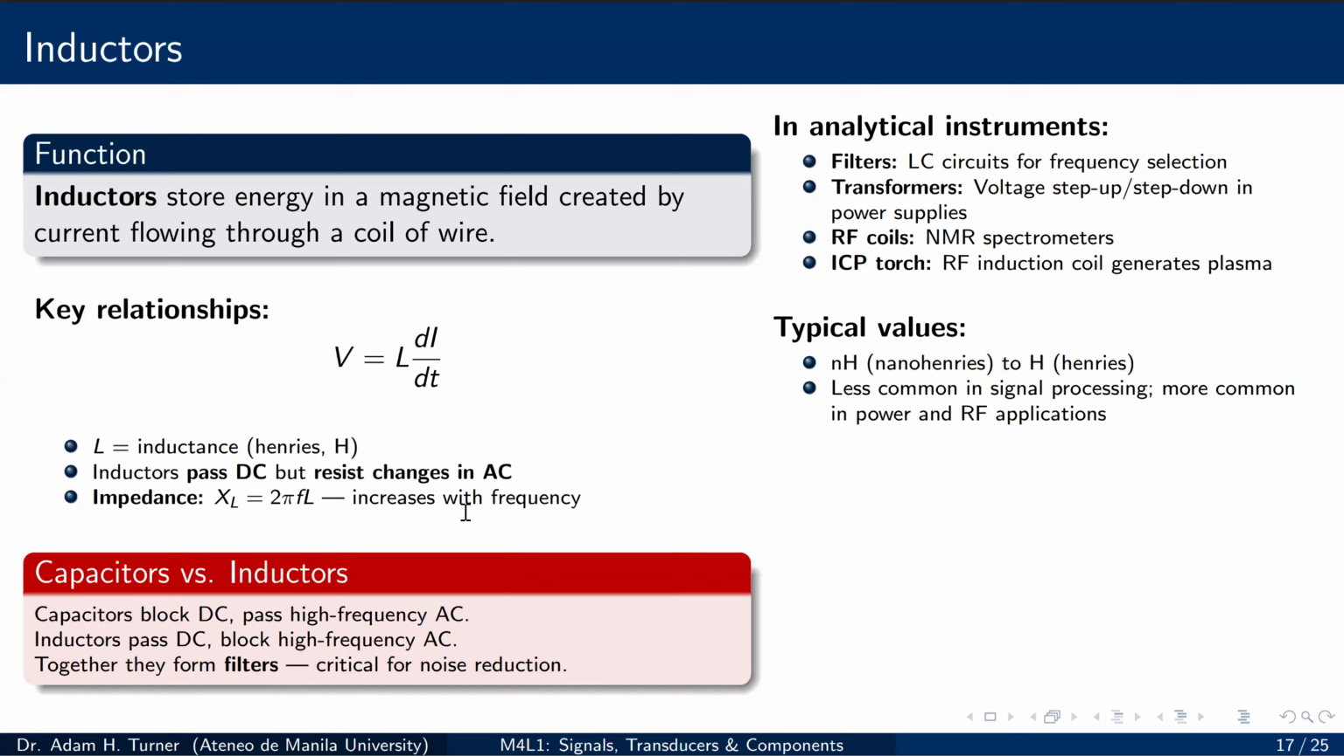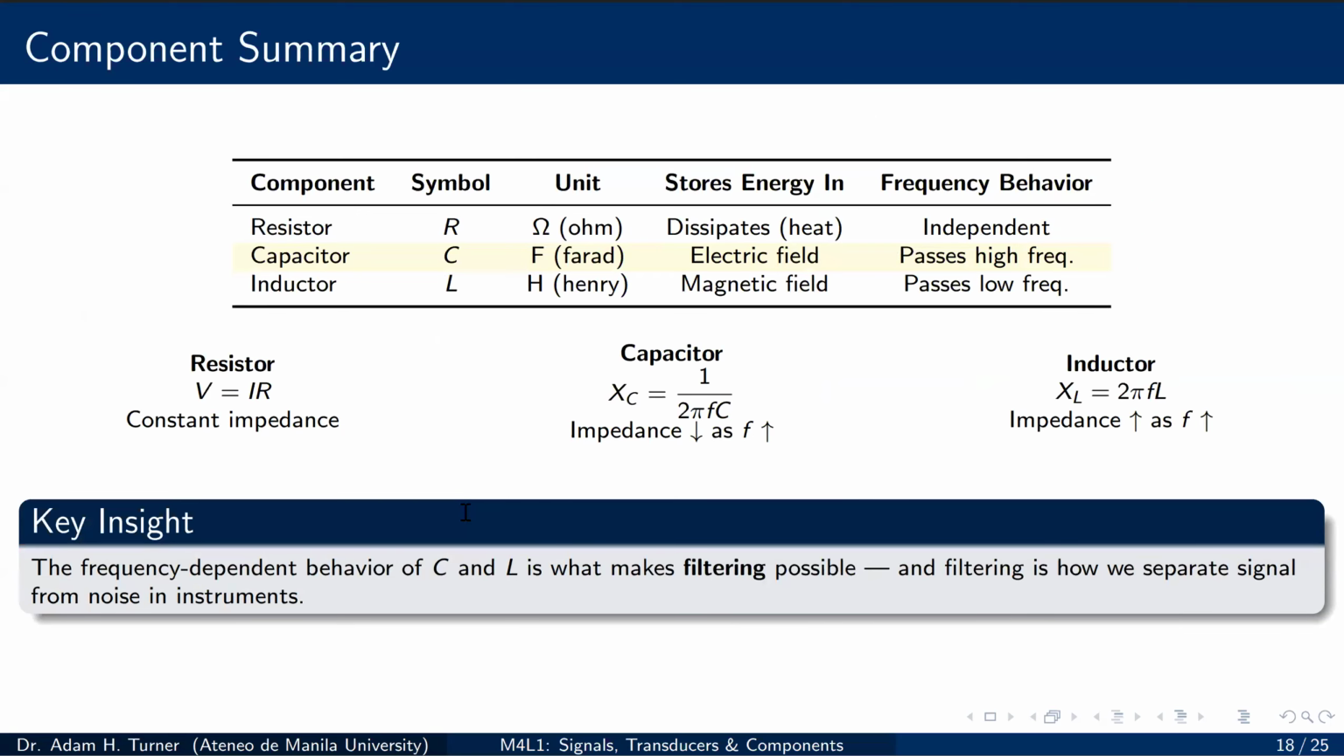Okay. So let's have a summary of our components. The three passives that we make use of in a common instrument are the resistor, which dissipates energy, with impedance independent of frequency; the capacitor, which stores energy in an electric field, where impedance decreases with frequency and it passes high frequencies; and the inductor, which stores energy in a magnetic field, where impedance increases with frequency and it passes low frequencies. The bottom block states the key insight. The frequency-dependent behavior of capacitors and inductors is what makes filtering possible. And filtering is how we separate the signal we want from the noise we don't. Every instrument in the lab uses this principle, okay?